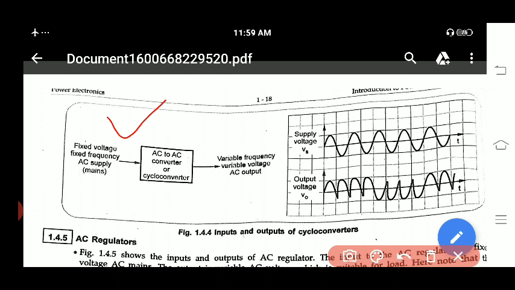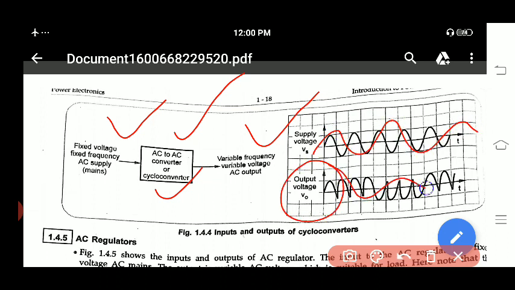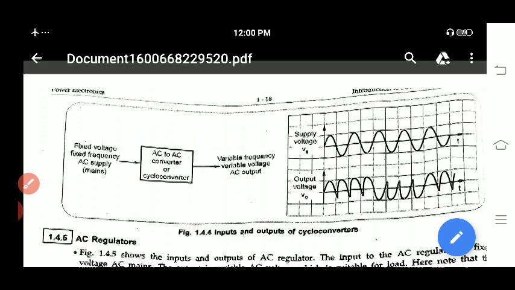Fixed voltage, fixed frequency AC supply, variable frequency, variable voltage AC supply, AC to AC converter or cycloconverter you have. Supply voltage is this much, output voltage is like this. Here now you can observe fixed voltage and fixed frequency, variable frequency and variable voltage. These are used in some of the industrial applications.